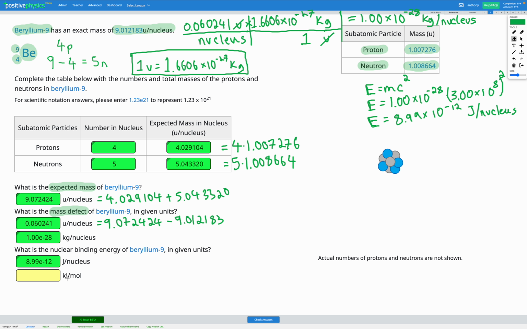However, our final step is to figure out the nuclear binding energy for a whole mole of beryllium-9 nuclei in units of kilojoules per mole. So we're going to have to do another conversion. So we're starting with 8.99 times 10 to the minus 12 joules per nucleus.